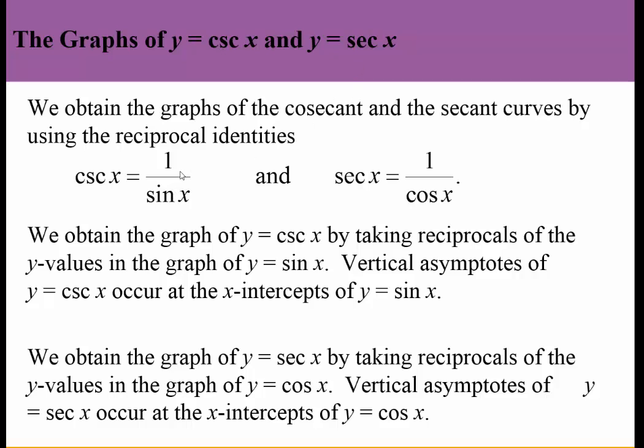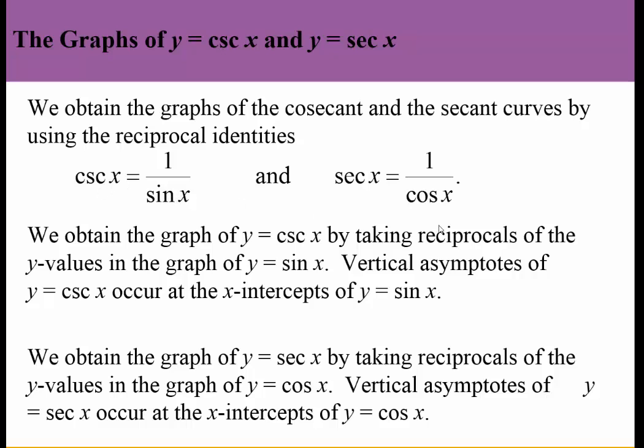All right, so the graphs of y equals cosecant x and y equals secant x are obtained from graphing their reciprocals, as I mentioned. So the cosecant x, if you can graph sine, you can graph cosecant. If you can graph cosine, you can graph secant. Now the difference here is the vertical asymptotes of y equals cosecant x occur at the x-intercepts of y equals sine x. So in other words, when the sine is 0, the cosecant is undefined because you can't have 0 in the denominator of any fraction.